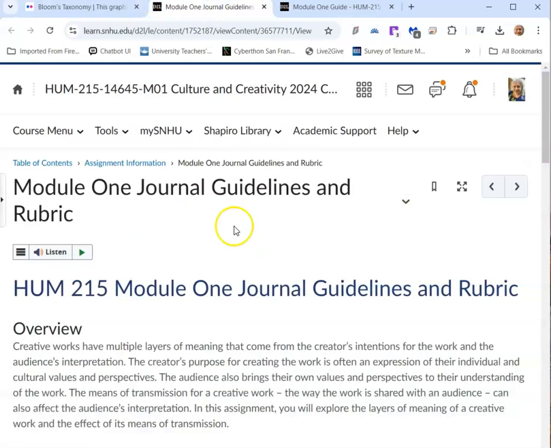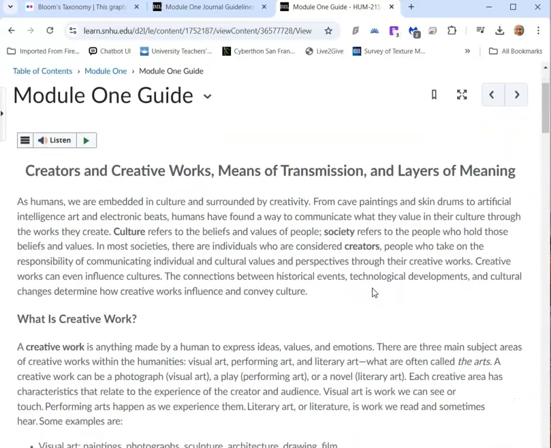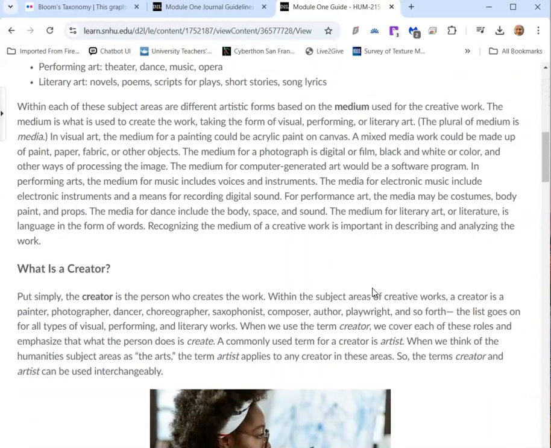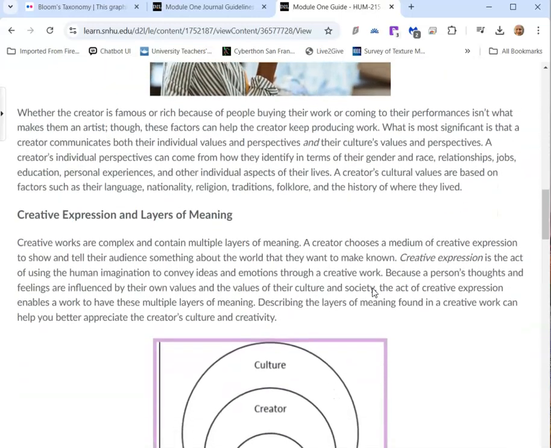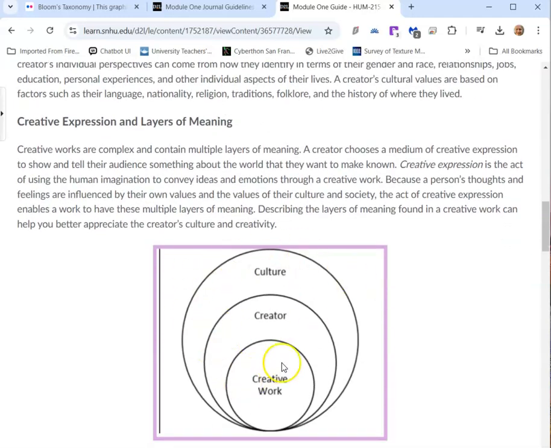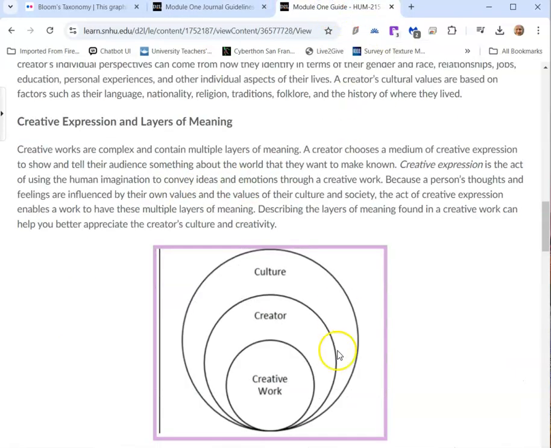So when we look at your assignment this week, let's take a look at these first questions. How is the subject of the creative work a part of the layers of meaning? When we go to the guide and we think about layers of meaning, we are thinking, obviously, about things like, what is the medium? Who is the creator? When were they creating this? And we especially come to this particular idea: the creative work is the product of a creator who is the product of a culture and what they value. So a perfectly acceptable answer is what I just said. The creative work is the product of a creator, which is the product of a culture.